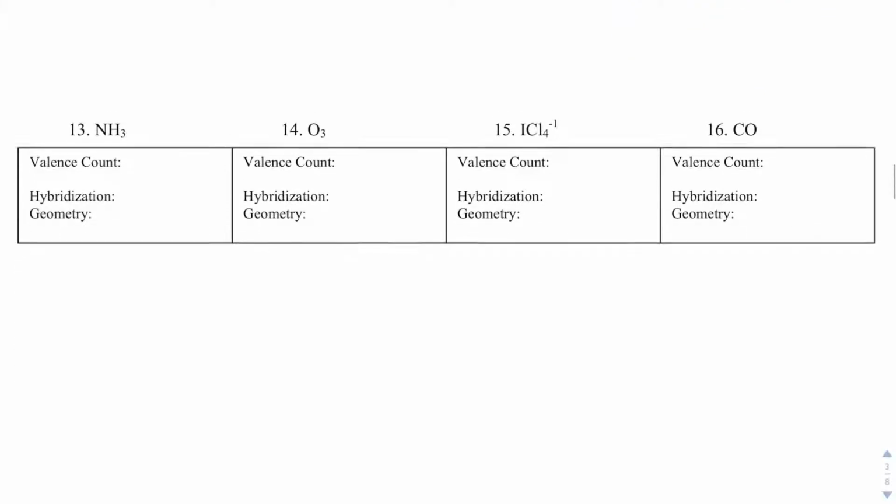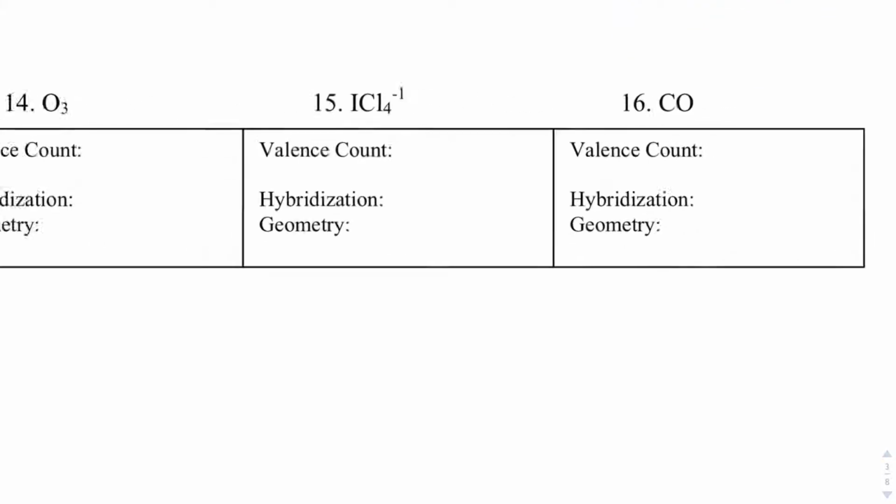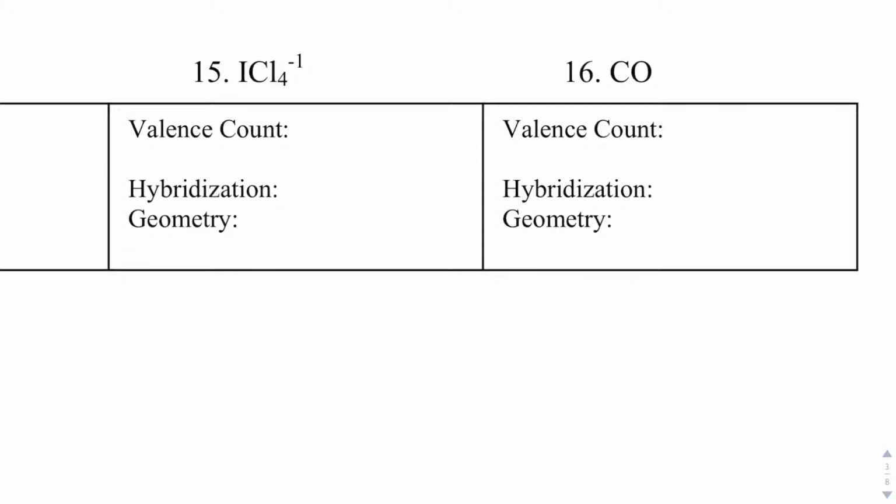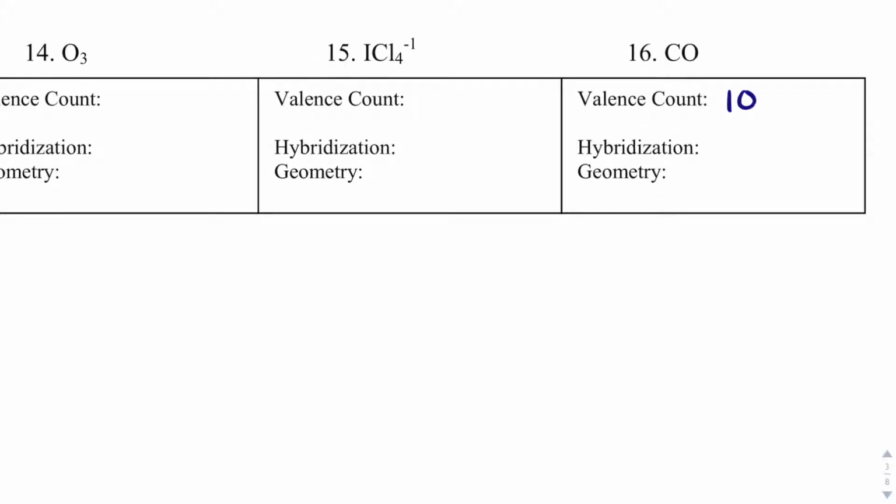Okay, let's look at something like carbon monoxide. Its valence count will be 10. We don't have a central element, and by the way, whenever you have just 2 elements bonded together, its shape will always be linear. Okay, so carbon would be bonded to oxygen. Go ahead and give everything 8 valence electrons.